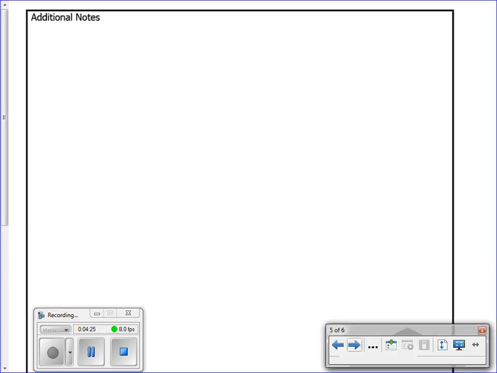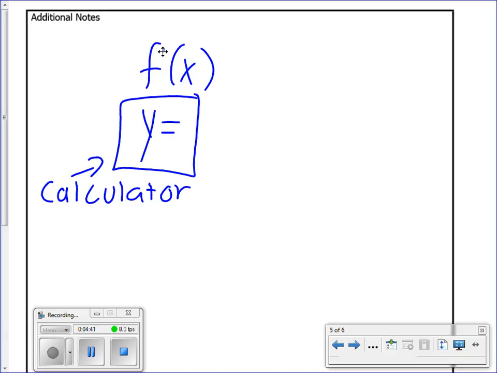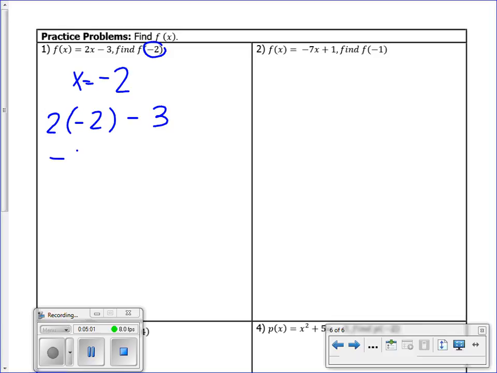There are no additional notes. Actually, f of x is the same thing as saying y equals, and y equals is what we have on our calculator. So just know that f of x is the same thing as y equals. If we look at our practice problems here, again, we circle our number. x is -2, and we insert that into our function. 2 times -2 minus 3. Negative 4 minus 3 gives us negative 7.